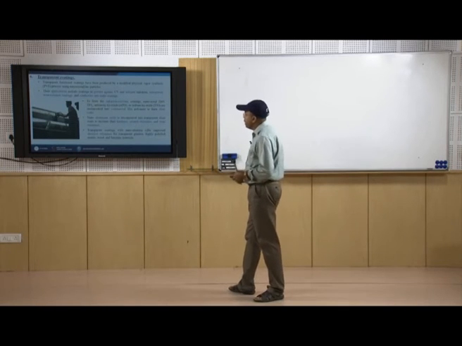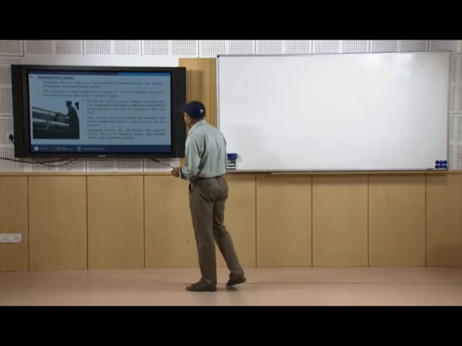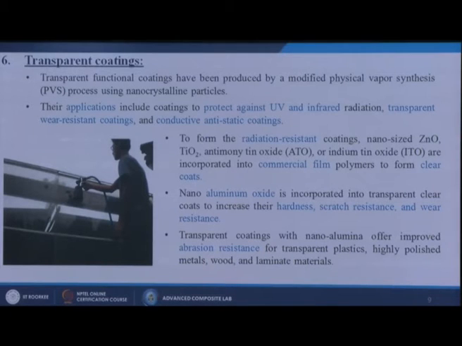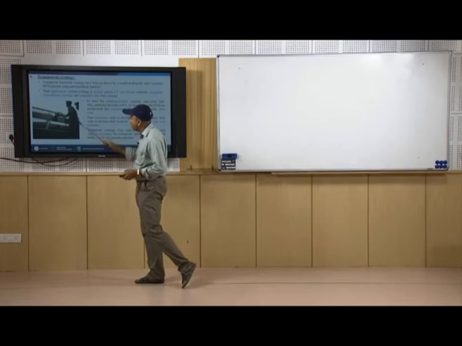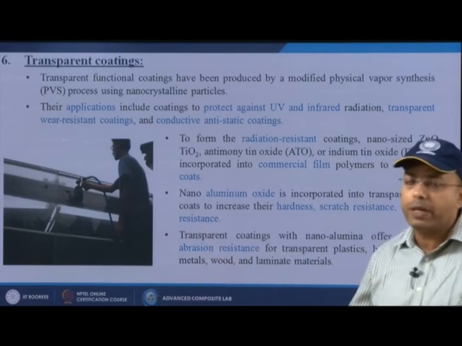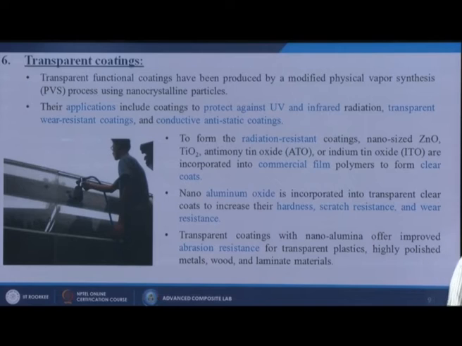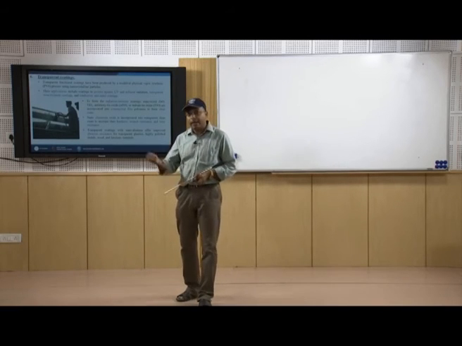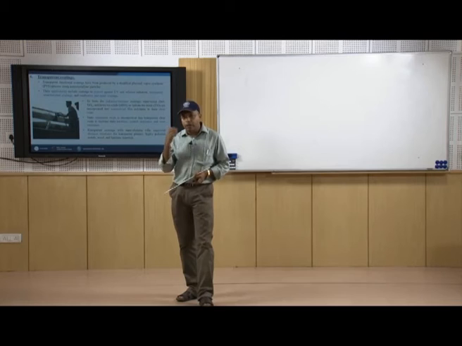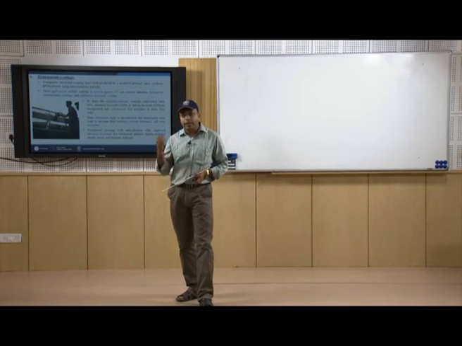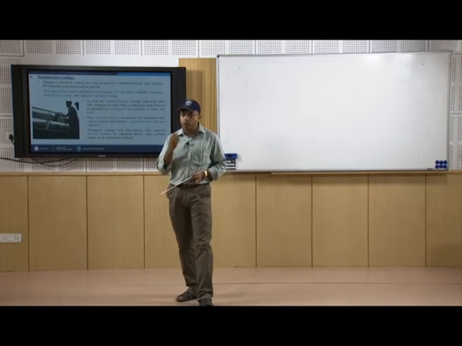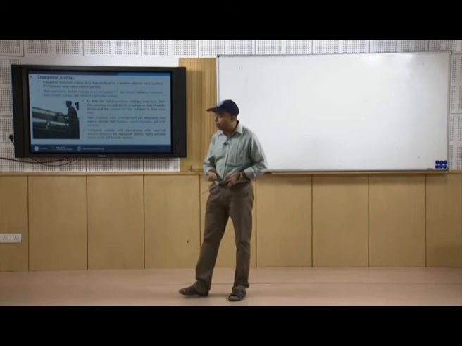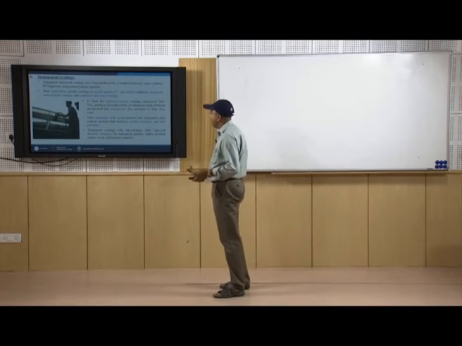Next is transparent coating. Transparent functional coatings have been produced by a modified physical vapor synthesis process using nanocrystalline particles. So here the main thing is that we are using some kind of transparent coating. From this figure you can understand that we are putting a transparent coating. What are the main advantages of this coating? It will reflect the sunlight, so that sunlight will not go inside. Not only that, it will reflect UV, so it acts as a UV blocker. Not only that, it cannot absorb water particles, so water will not stick to the glass or the metals, and there are many other advantages.